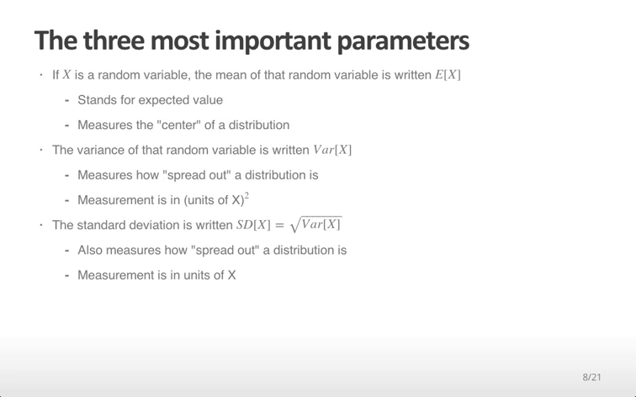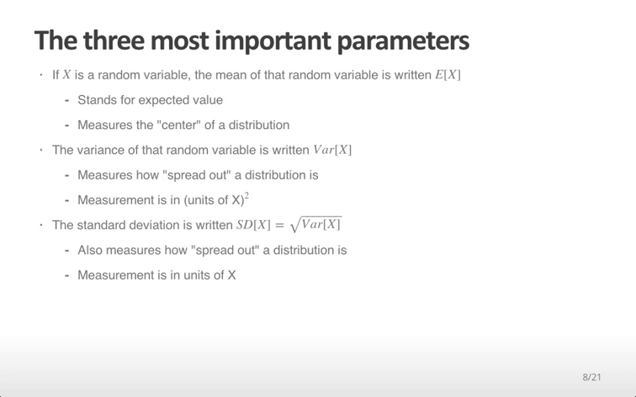The variance of a random variable is written as var x, VAR. It measures how spread out a distribution is, and it's measured in units of x squared, where x is the random variable. The standard deviation is just the square root of the variance. It also measures how spread out a distribution is, but its measurement is in units of x, so sometimes it's more useful rather than in units of x squared, which might be less comparable to the expectation.